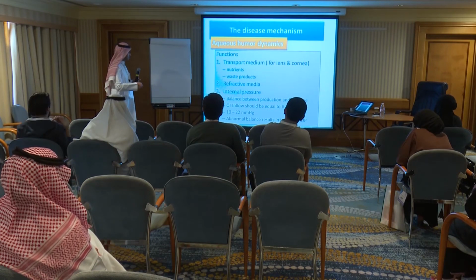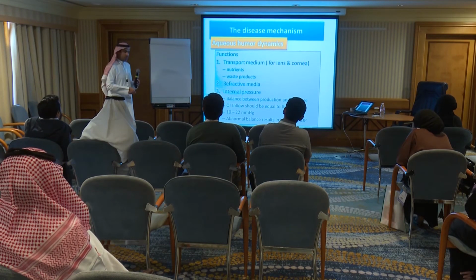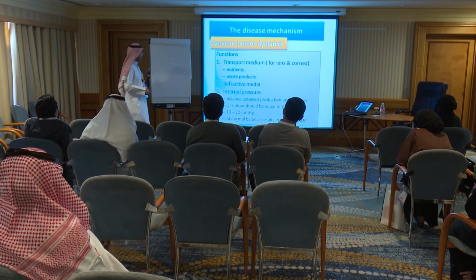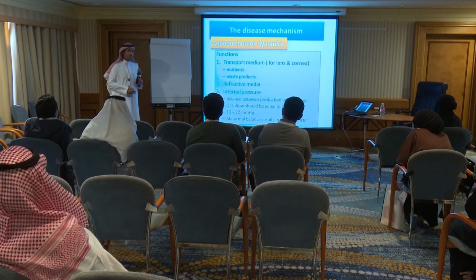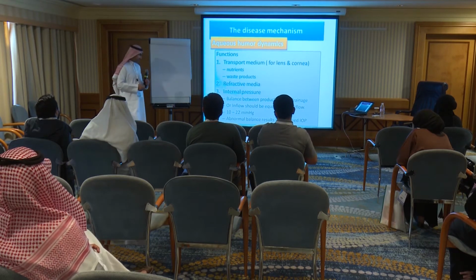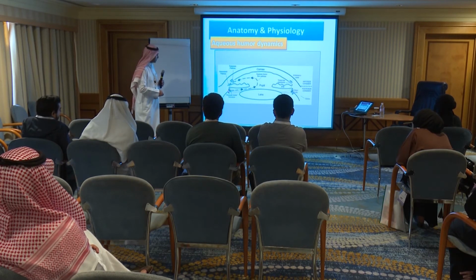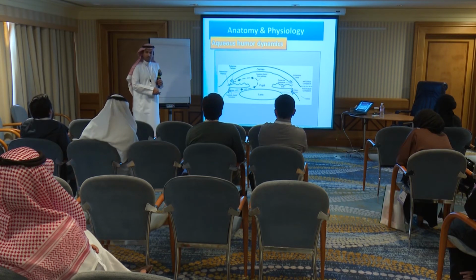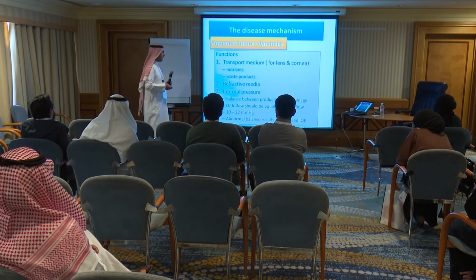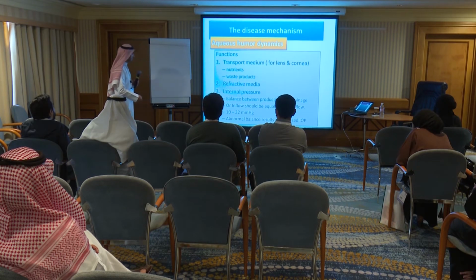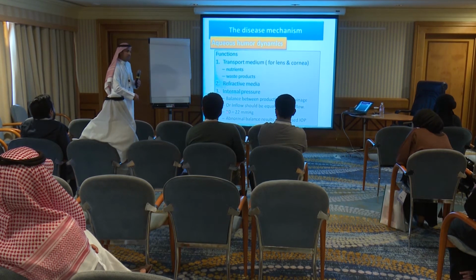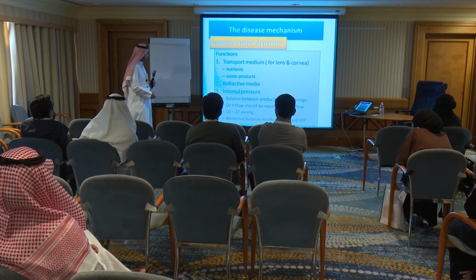These are the functions of aqueous humor. As we mentioned, it brings food and it contributes to the refractive power of the eye. And the most important function is that it is responsible for the eye pressure. Because the production in the ciliary processes should equal the drainage in the angle structure. If the production and drainage are equal, then we will have normal intraocular pressure, which is usually between 10 and 22 millimeters of mercury.